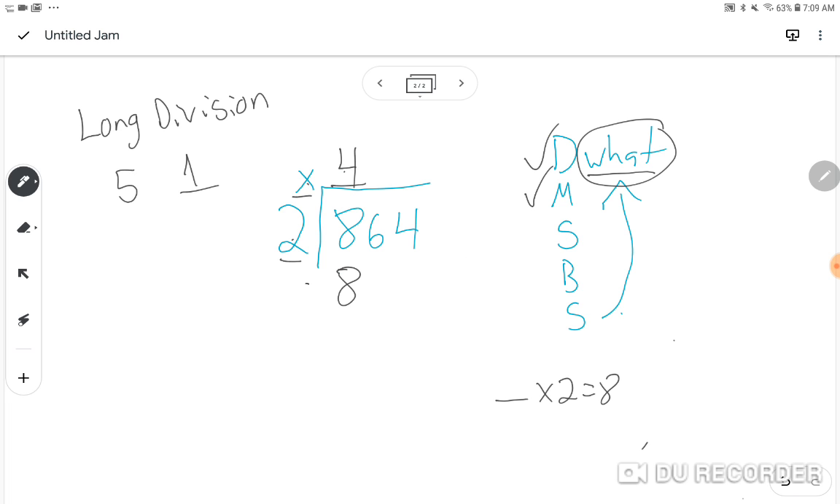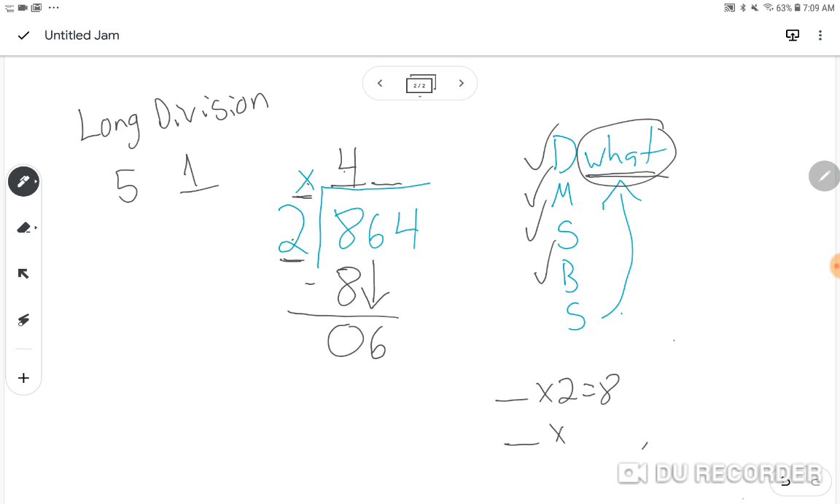Now we're on the S, which is subtract. 8 take away 8 is 0. Then we bring down. You can only bring down one number at a time, and I ask you guys to use your arrows. And you get a 6. Now you're at S. But this is not subtract. This is the other S, which says start over or go back up to the top. So we're back up here again saying what times 2 this time equals 6.